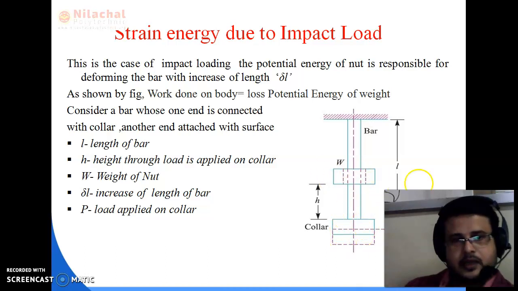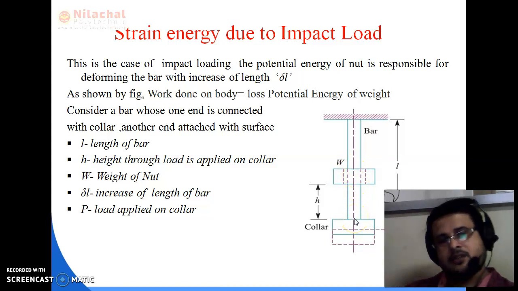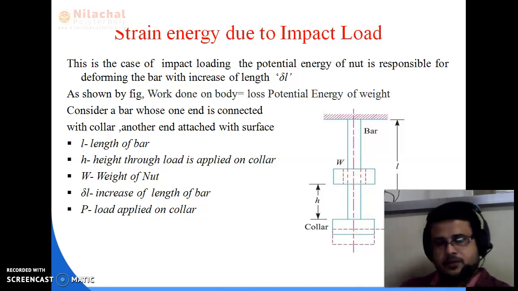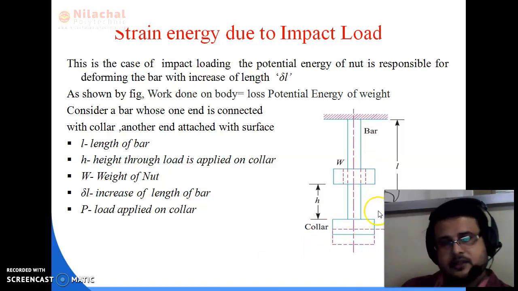Now, L is the original length of the bar. We are going to use a knot having weight W. This weight of knot will act upon the collar so that the collar will elongate the bar by a length of del L. Due to this, a deformation takes place in the bar, which will be calculated as work done is equal to W into (del L plus H).